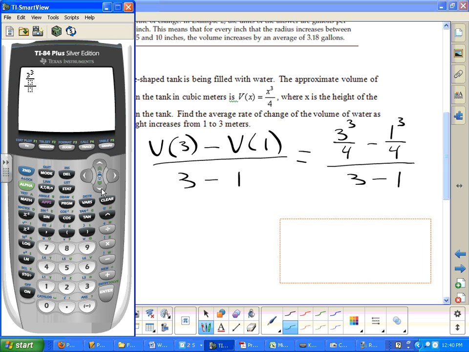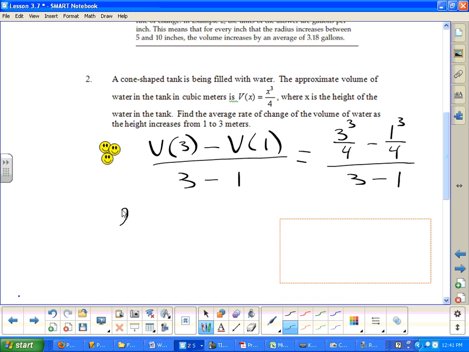So I could do 3 cubed over 4 minus, and then put another fraction here, 1 cubed over 4, and that's over 3 minus 1. Doing it by hand without the calculator then, we have 27 over 4 minus 1 over 4, divided by 2. So we get 26 over 4 divided by 2.